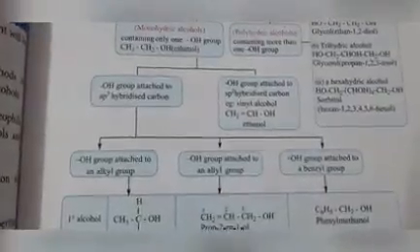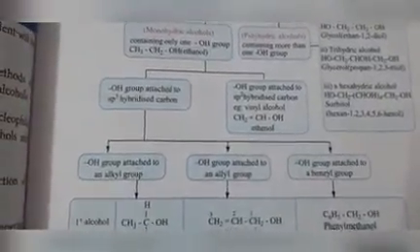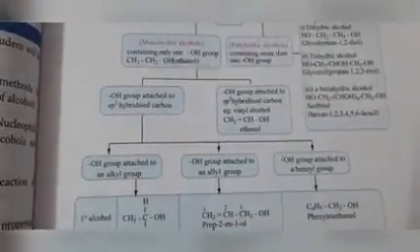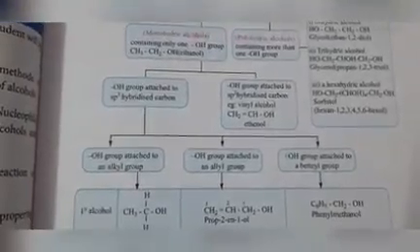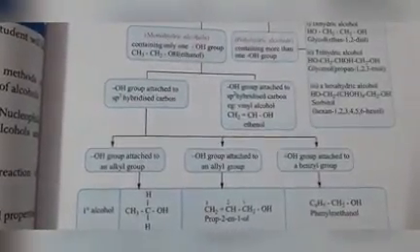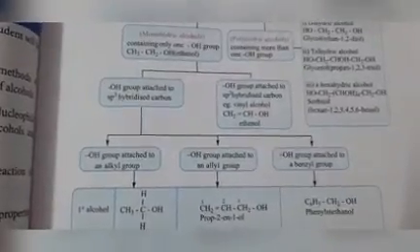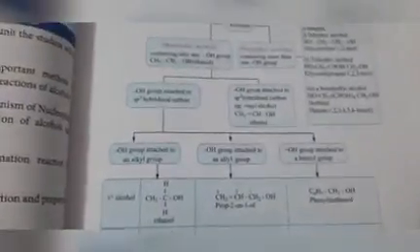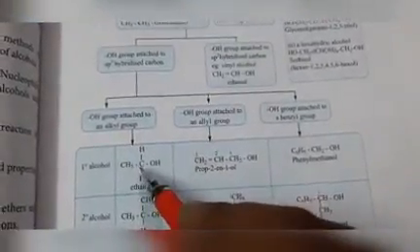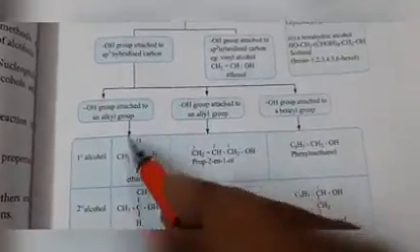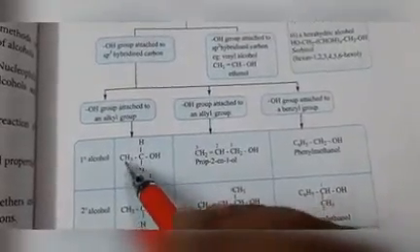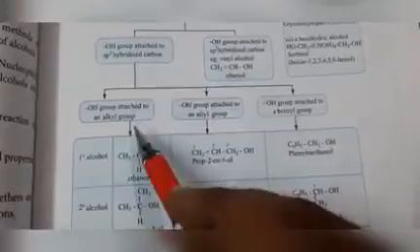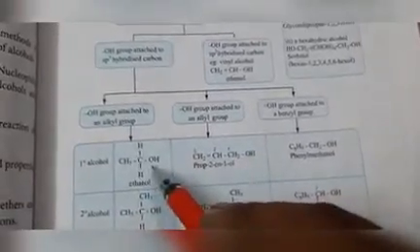And this sp3 hybridized carbon category is further classified into three: OH group attached to an alkyl group, OH group attached to an allyl group, and OH group attached to a benzyl group. See here, the OH group is attached to an alkyl group. What alkyl group is present here? How many carbons are present here? Two. Two means eth. So here the alkyl group name is ethyl, ethyl alcohol or ethanol.